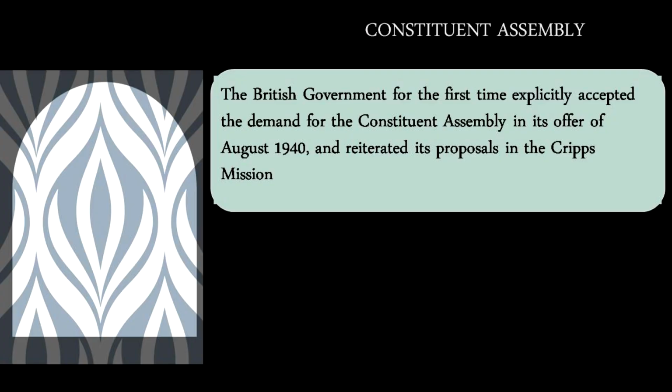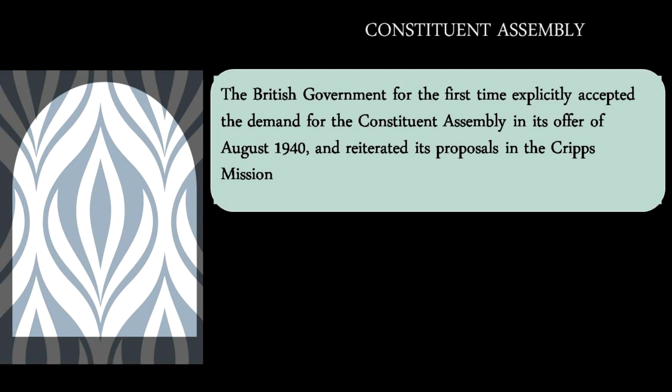Friends, what is the Constituent Assembly and what was it with respect to the Indian Constitution? We were ruled by the Britishers, we were a British colony as you are all aware. The British government for the first time explicitly accepted the demand of the Constituent Assembly in its offer of August 1940 and it reiterated its proposals in the Cripps Mission.